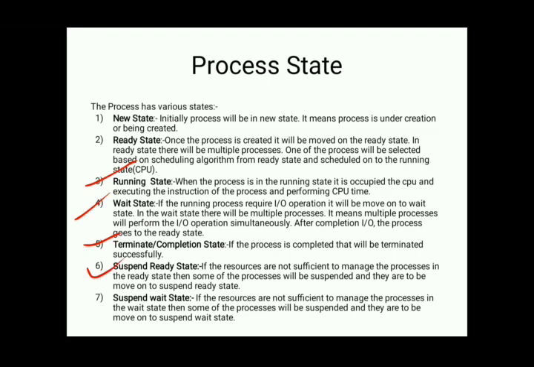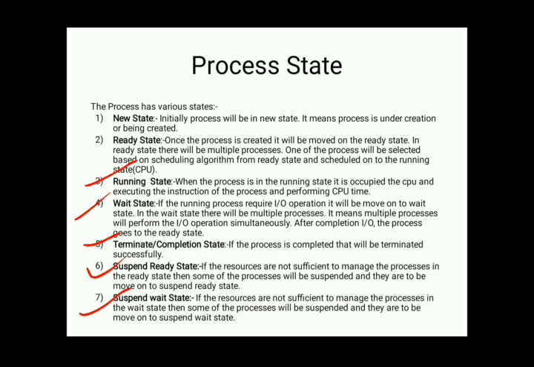And in the suspend ready state, if the resources are not sufficient in the ready state, then that process is moved to the suspend ready state. And in the suspend wait state, if the resources are not sufficient in the wait state, then the process is moved to the suspend wait state.